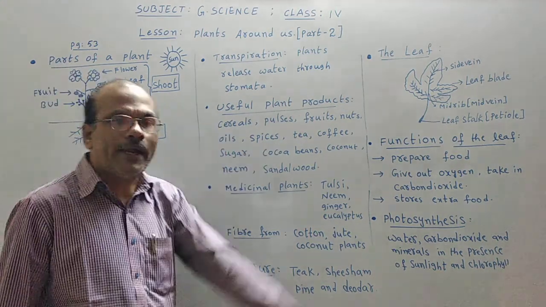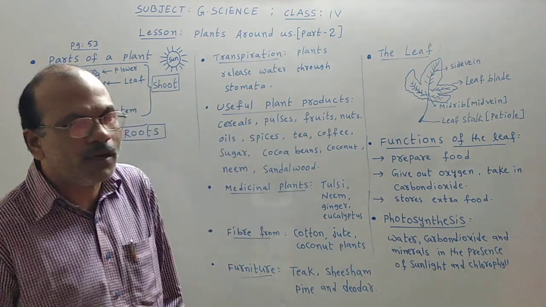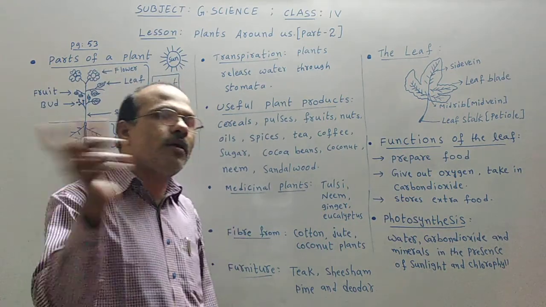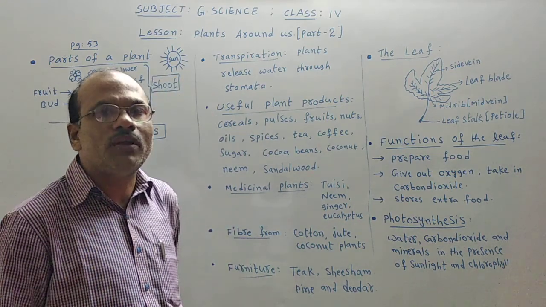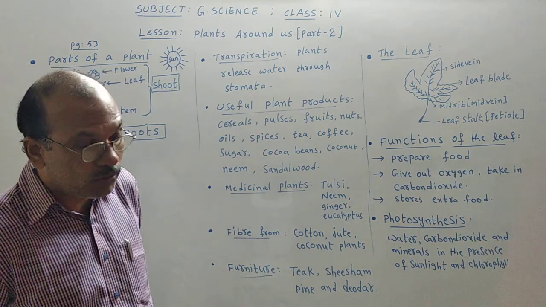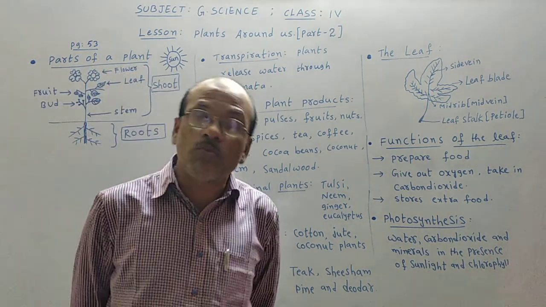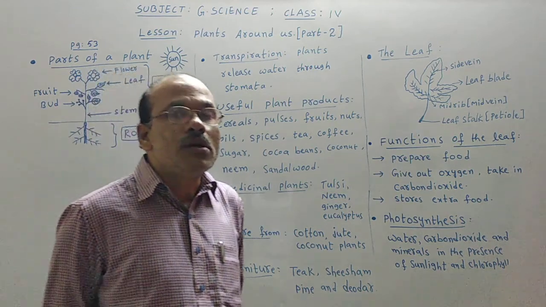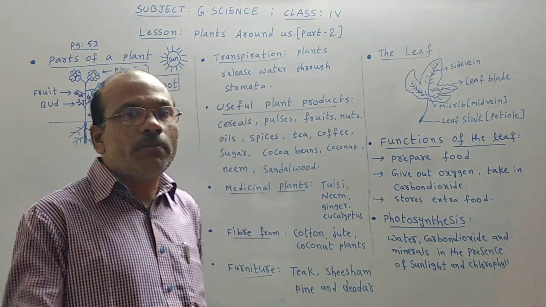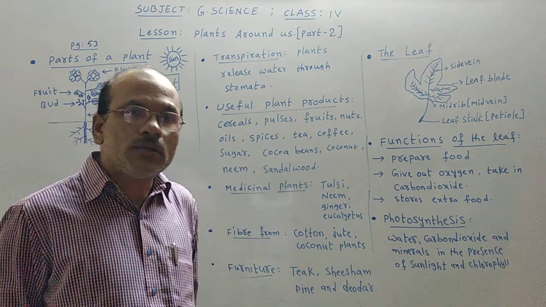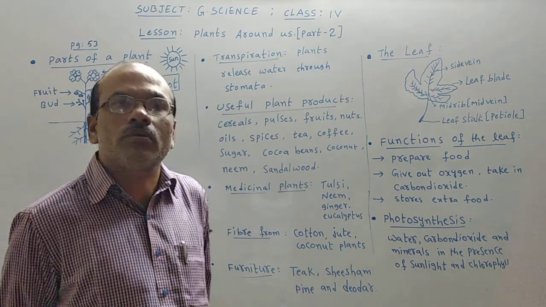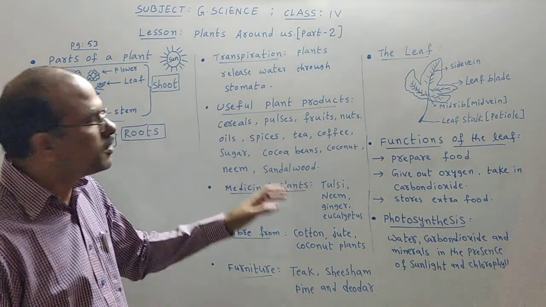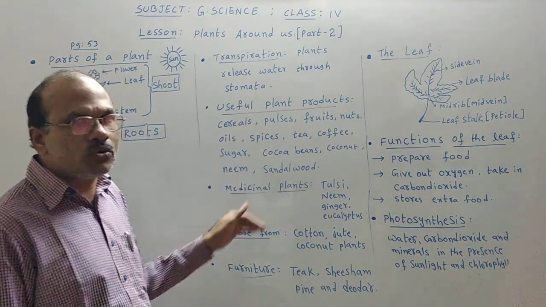Next, useful plant products. So far we have learned a lesson called Plants Around Us. All the areas around us are fully filled with plants. Even governments are asking us to plant more trees. Our state government also asked every person to plant at least one or two plants in your courtyards. There are useful products for us also. Let us see what the useful products are for us.